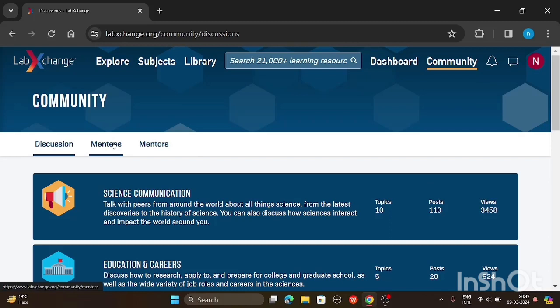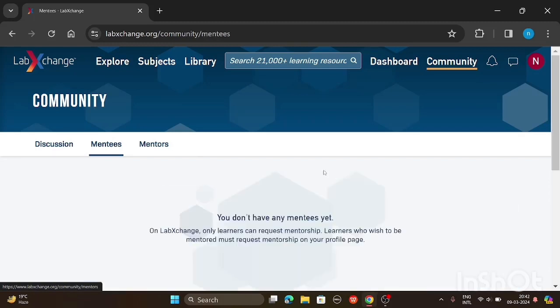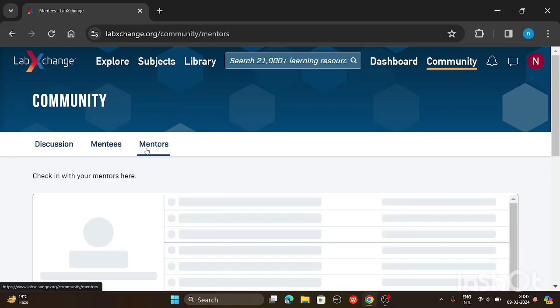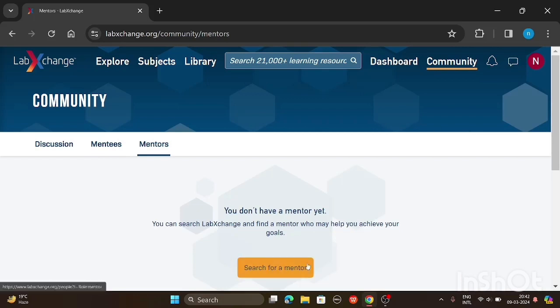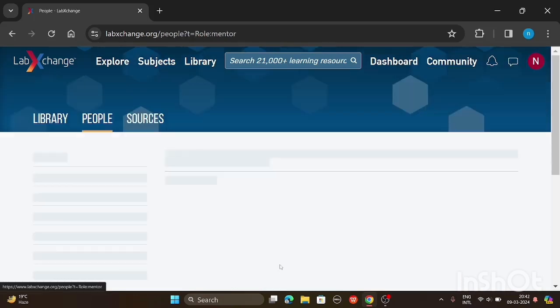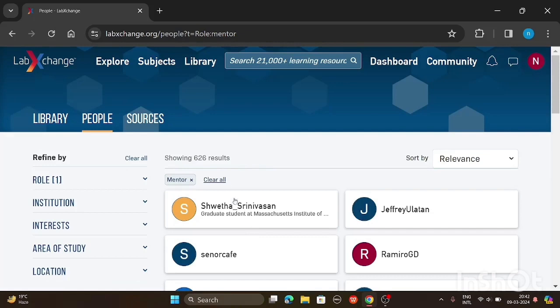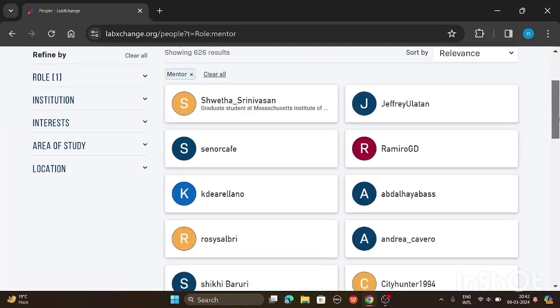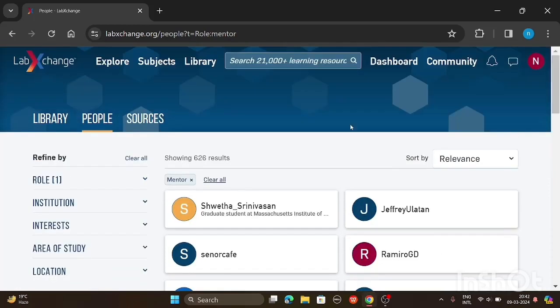And then there is mentees. I don't have any mentees yet, and then there are mentors. So I don't have any mentor yet. You can search for a mentor here, and these are the people who are mentors on LabXchange. So you can connect with them and you can make them your mentor.